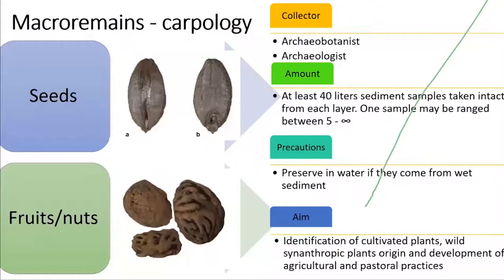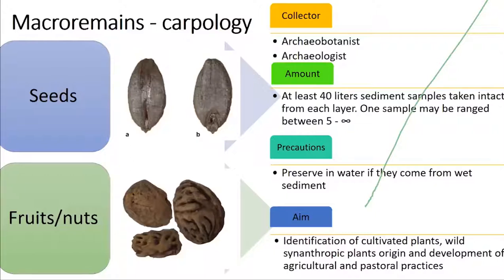And next, macroremains. Carpology is my favorite part because it's what I'm doing. I would like to highlight that in macroremains, we have carpology and anthracology, wood analysis. I will tell about it later. But the samples, first of all, could be taken not only by an archaeobotanist, but also by an archaeologist. Macroremains are plant remains that are large enough to be seen with the naked eye, and that can usually be identified with a low power microscope.